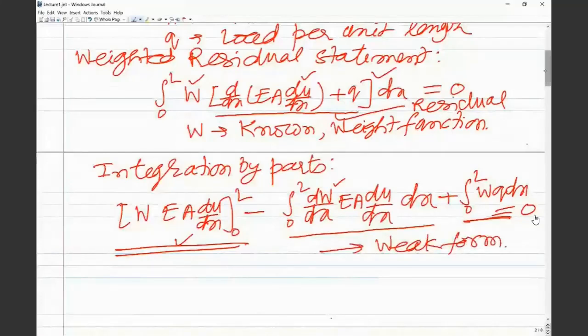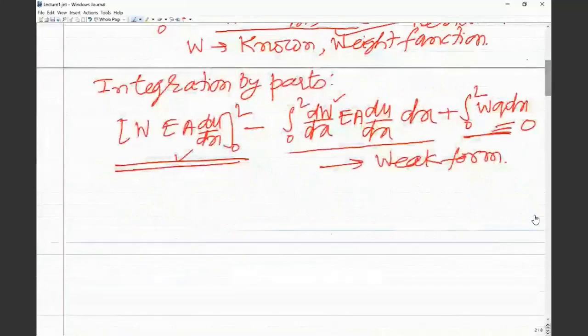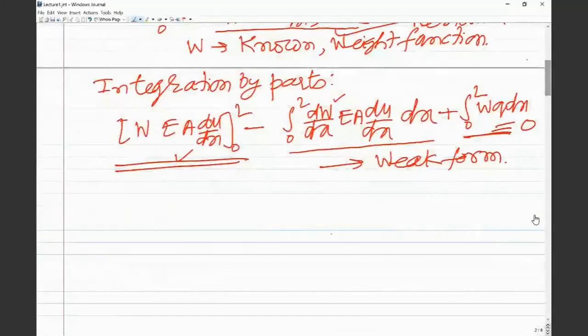Why is it known as weak form? Because the differentiability requirement of the unknown variable u has been reduced, weakened. As per the differential equation, u should be differentiable twice, but now it should be differentiable only once, and that is why it is known as weak form. And from the weak form we identify certain things.